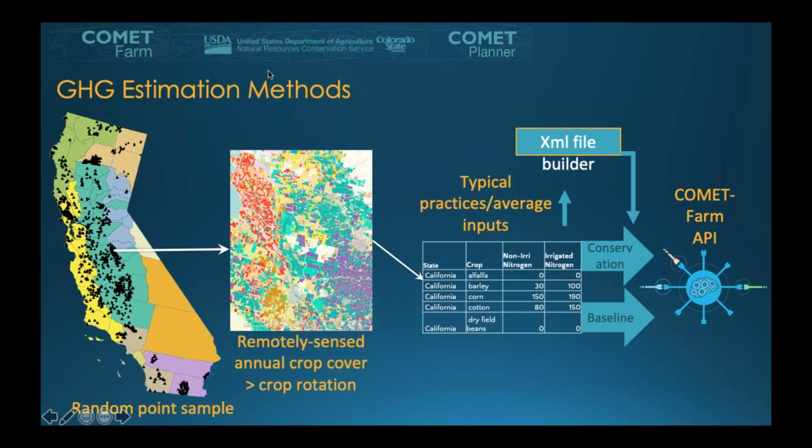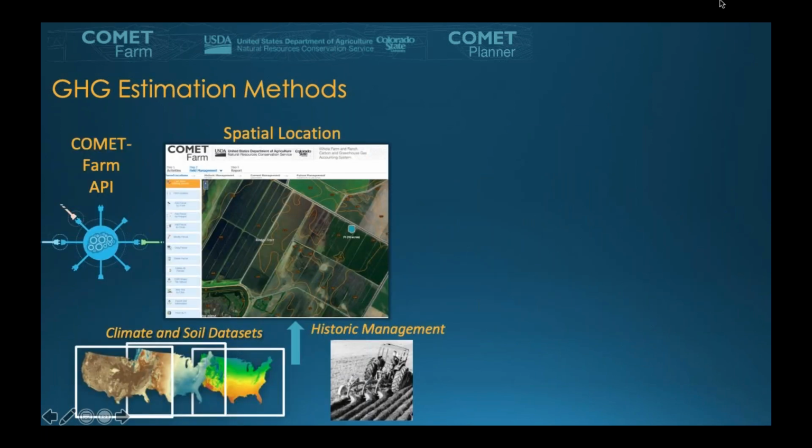So then the fixed baseline when you enter your location is run through the Comet Farm API, and then we superimpose the conservation practices that the user selects on top of that baseline, and then modeled both to give your estimate in the greenhouse gas reductions. And so these were modeled both using the COMET farm system, using soil, weather, historic management data for each point location.